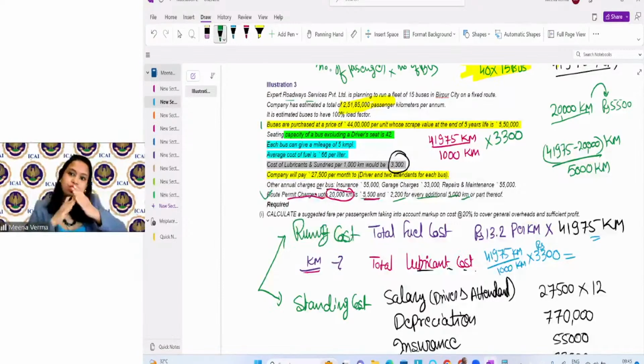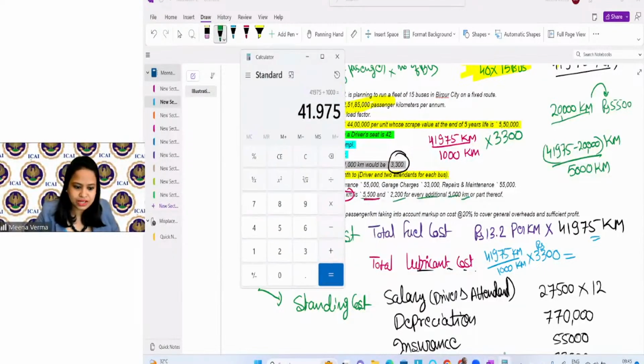Initially, after 20,000 kilometer, one permit charge is required. Then after 5,000 kilometer, permit charge is required. Then again after 5,000 kilometer, and again after 5,000 kilometer. So in this way, permit charges are required. Now here we want to find out how many times the permit charges are required. Let me see how many times it is coming.